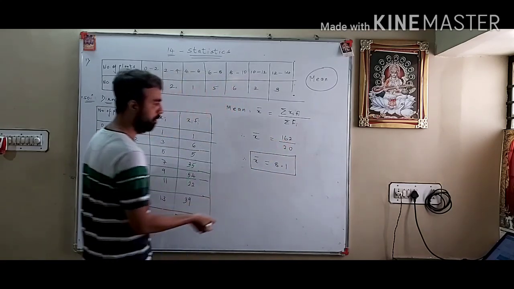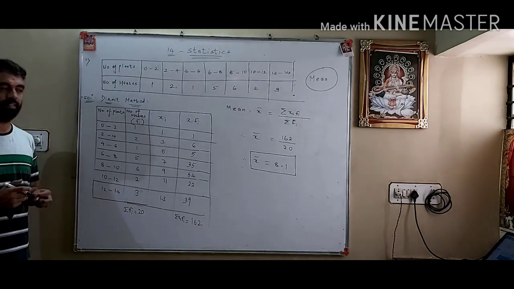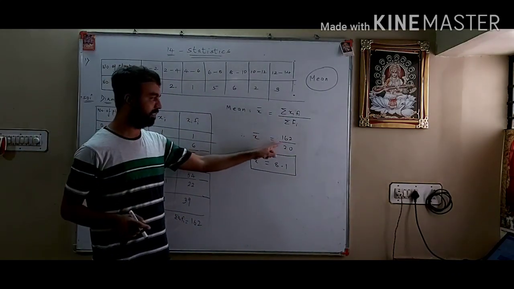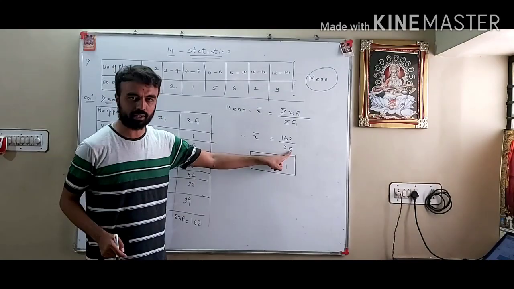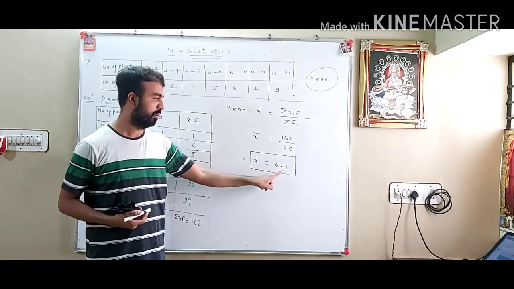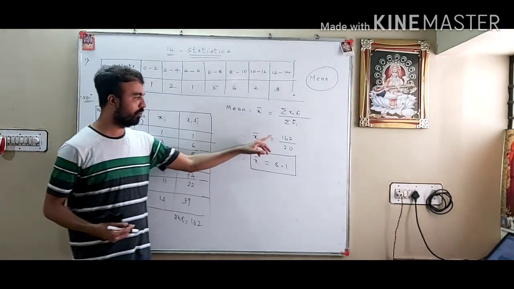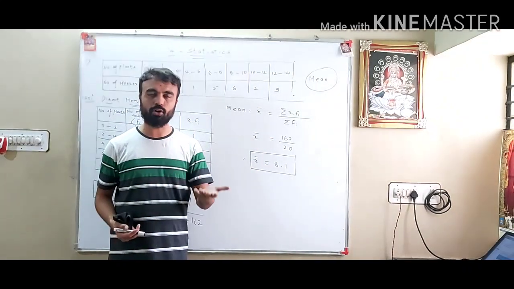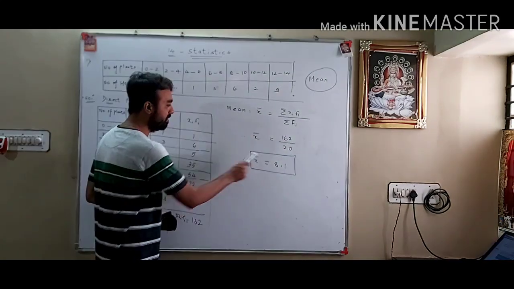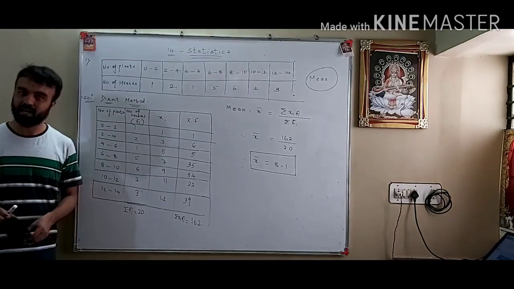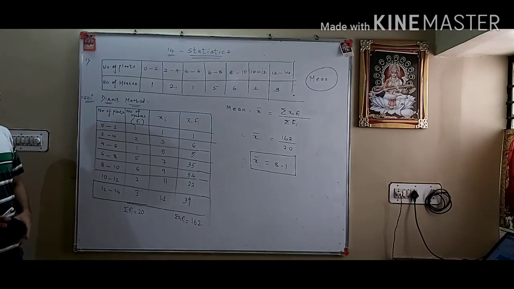It's very simple. You can perform it orally also. 162, if you divide 162 by 2, you will get 81. But you have 20 over here, so you need to divide it by 10 more. That means 8.1. If you cannot do it orally, you can do it in your log book also. So the final answer of mean is 8.1. So this is the answer of this mean.